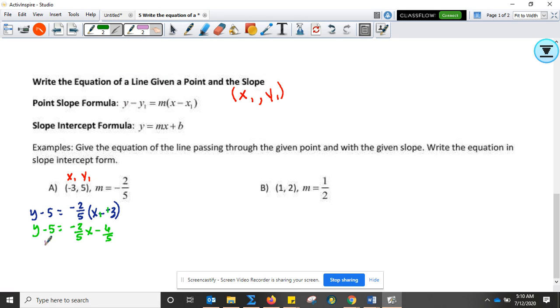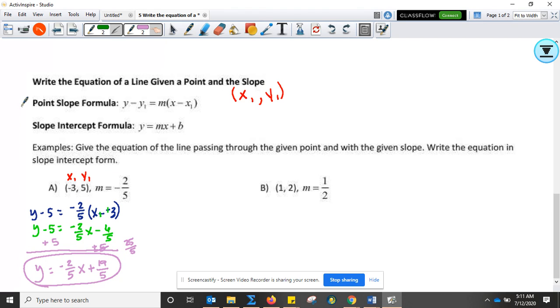So now I'm going to add 5 to both sides. All right. When I add 5, I'm going to end up with y equals negative 2/5 x plus, okay, and 5 becomes 25 over 5 when I turn that into a fraction. So negative 6 plus 25 is going to give us 19/5. And that's your equation in slope-intercept form.